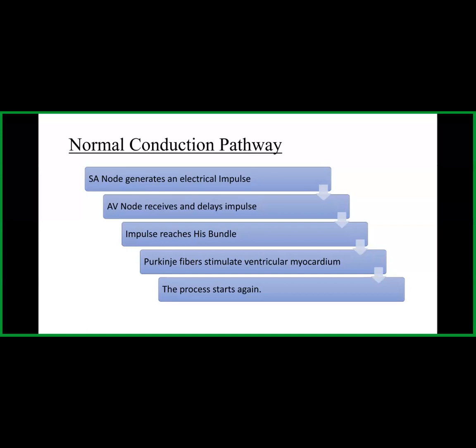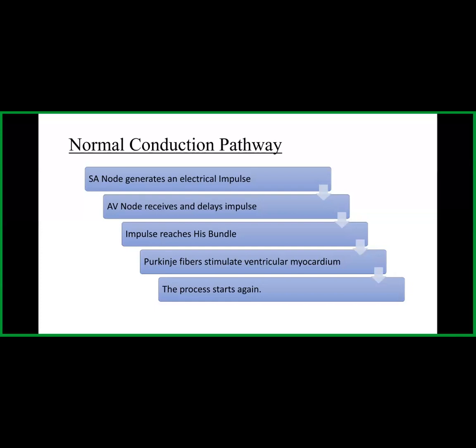So first of all, the impulse will be set from the SA node. The SA node in normal cardiac conduction is the one that generates the impulse. Before, I did say that other parts of the conduction system, other parts of the heart, are able to generate these impulses, but then we call them ectopic generations because they are not really where the impulse is supposed to begin from under normal conditions.